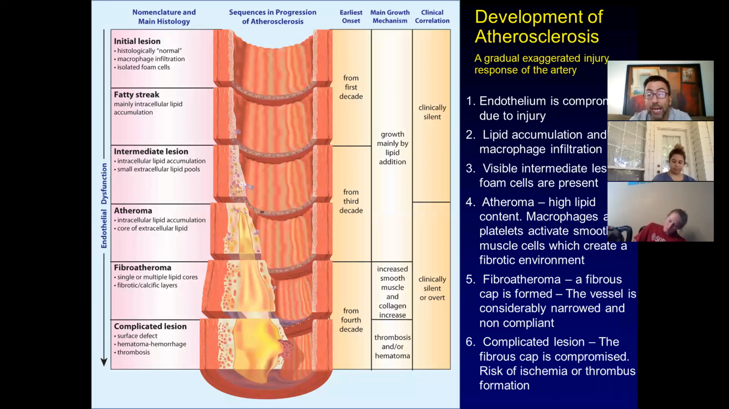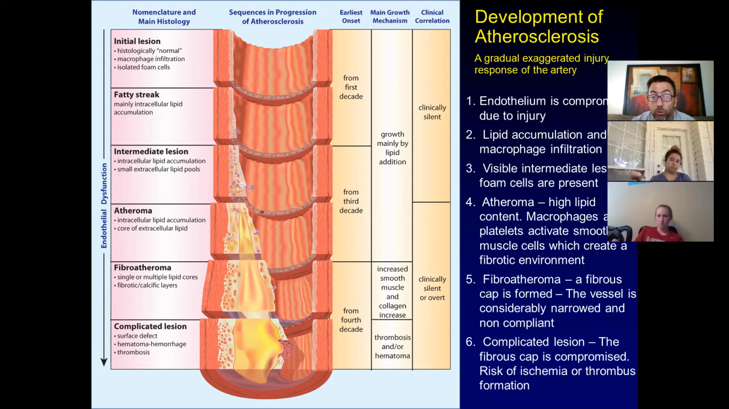I hate to break it to you guys, but every one of you has some level of atherosclerosis, especially in the high pressure arteries in your body right now. All of you probably have some level of atherosclerosis, hopefully very little, in your carotid arteries, probably in your coronary arteries, and maybe a little bit in your cerebral arteries. So how and why does this happen?